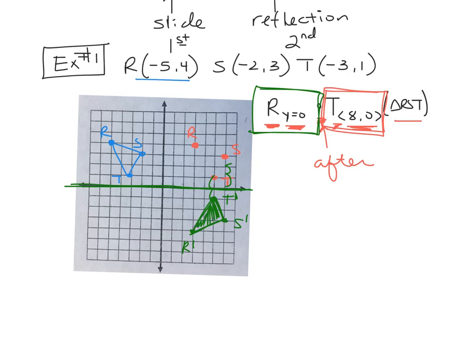So basically we just took this triangle, did a glide reflection, and we got that guy. Okay. Questions on that? So you slide and then you flip. Good? Okay, let's do another one.